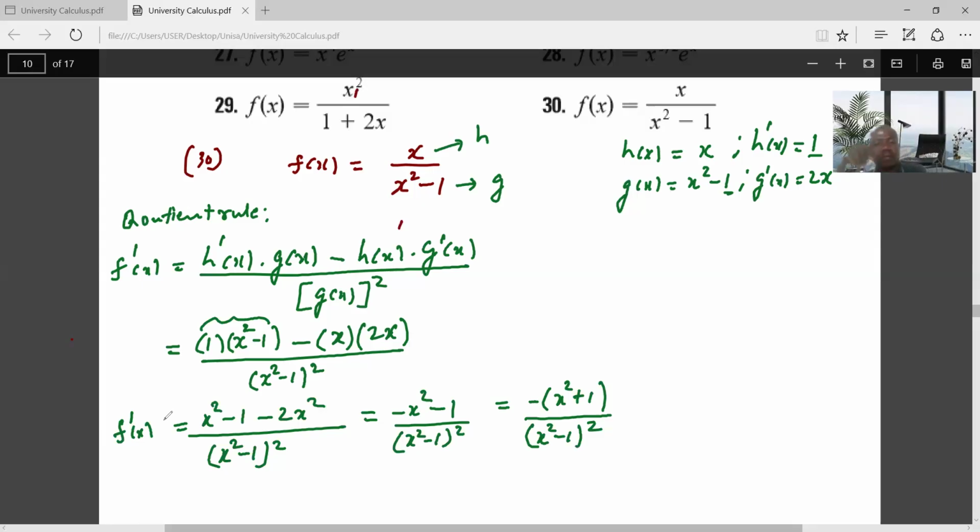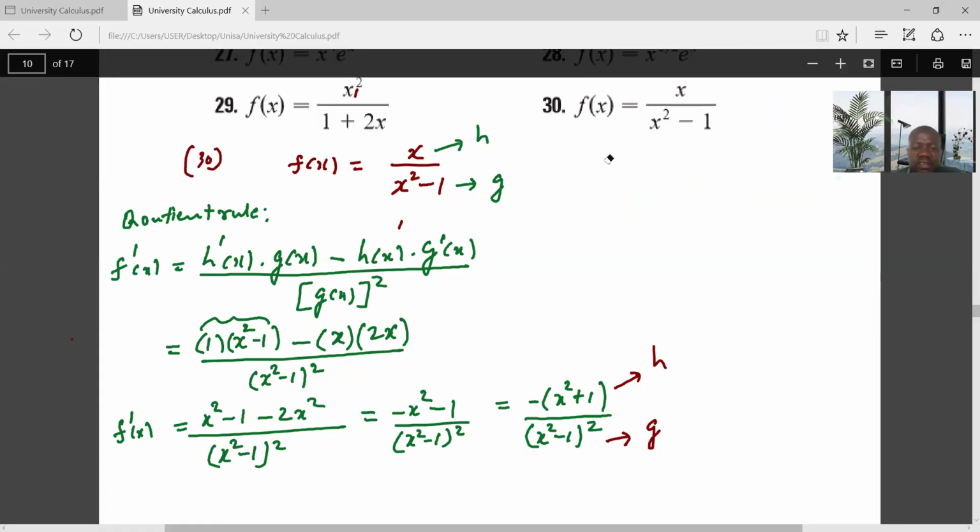So it means this time around, if you wanted to make f double prime, we do the same. We let this to be the h, and we let this to be the g. Then we do the same application. I believe you can do that. We still use quotient rule for the second time now. Okay? Right. Now let's move on.